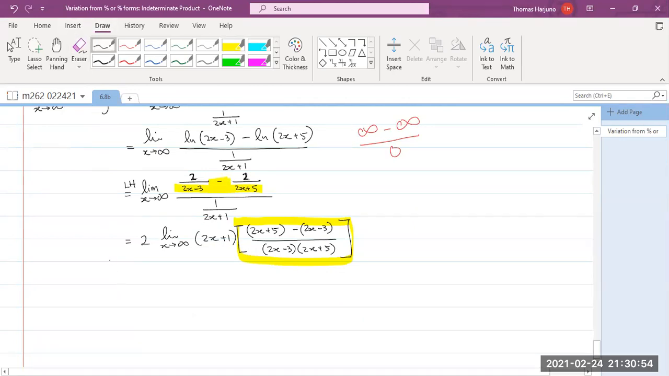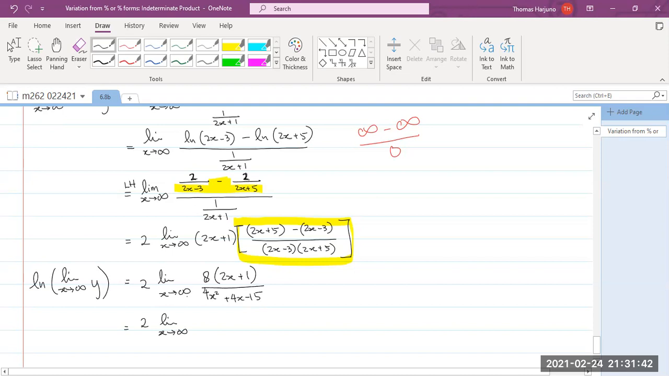This is equal to 2 times the limit as x goes to infinity of, on the top, 8 times 2x plus 1 over 4x squared plus 4x minus 15. Don't forget, on the left-hand side, this is actually natural log of the limit already. And I really don't want to do it this way. It's just a long way. But I will do it. So this is 16x plus 8 over 4x squared plus 4x minus 15.